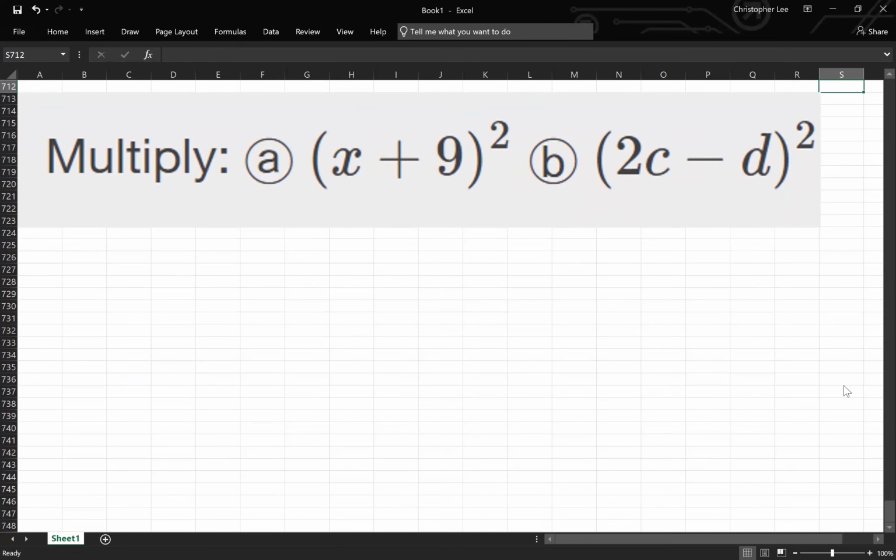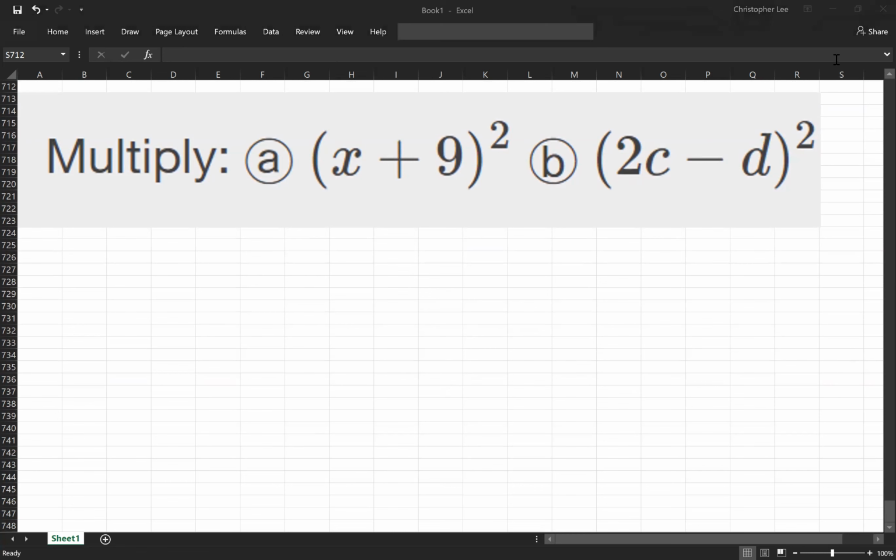Take a look. So I want to use the pattern here, right? The pattern is kind of like a shortcut.